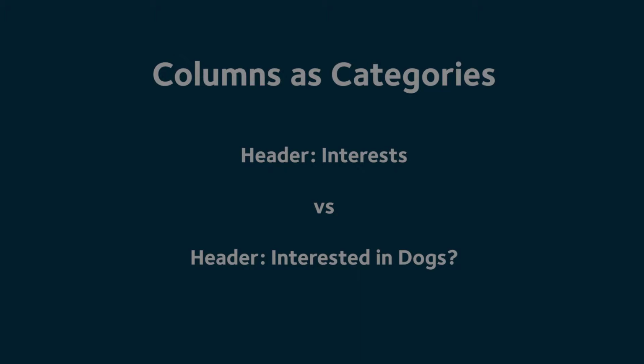Another gotcha is columns as categories. Sometimes, instead of a column like interests containing things like dogs, cats, reading, you'll have columns like interested in dogs with yes or no answers. In this case, you'll probably have to reformat the spreadsheet manually. We're working on another tool to help with things like this, so if you're stuck, email us at support@exaptive.com.